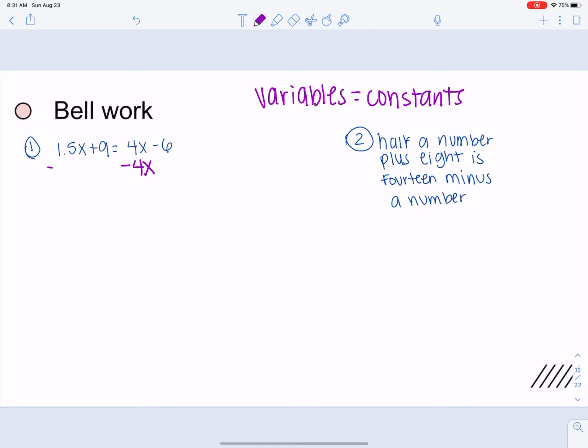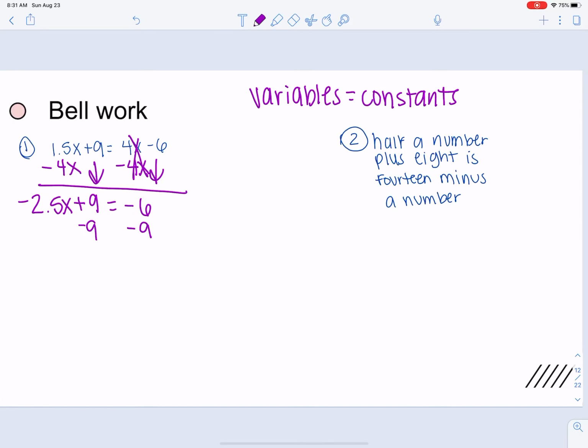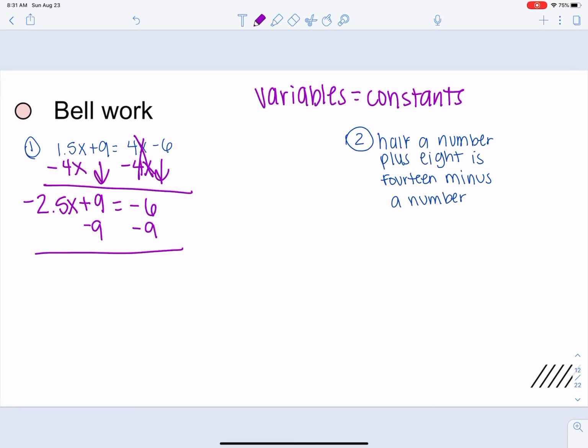So I'll subtract 4x from both sides. My 4x's will disappear from the right, and I'll drop down my -6. I'll drop down my +9, and then 1.5x minus 4x is 2.5x, and it's negative. Then I'm going to move all of my constants to the left side, so I'll subtract 9 from both sides to move that +9. My 9's will disappear from the left side, and I'll drop down my -2.5x. And then -6 minus 9 is -15.